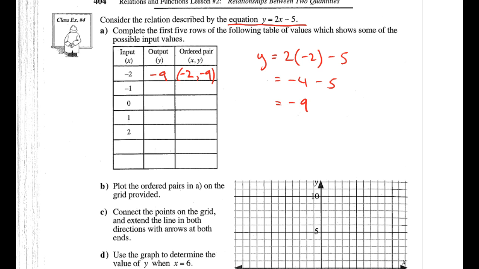Now let me erase this here, and I'm going to put in -1 as the input. Again, so that would be, get rid of that one.